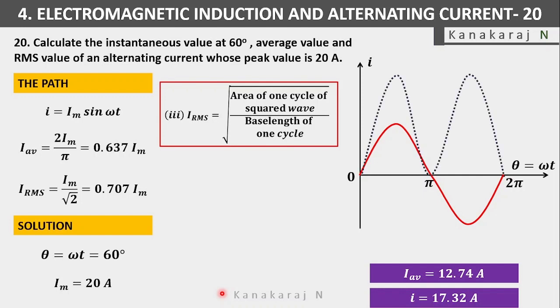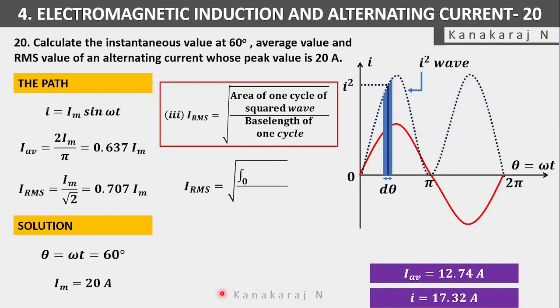This is the squared current wave, and here we have the I square value. We find the area under this I square value for an angle of d theta. So this area is extended for the full cycle, right? Good. Now I RMS equals the root of the area of one cycle of squared wave, given by integration 0 to 2 pi I square d theta. The base length of the one full cycle is 2 pi.